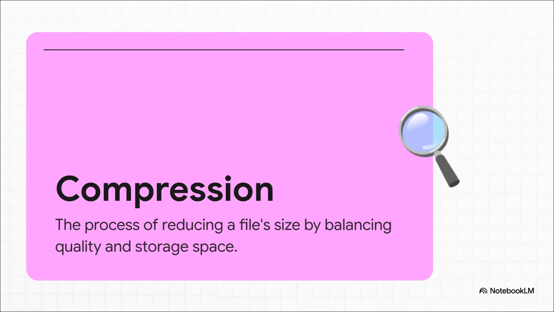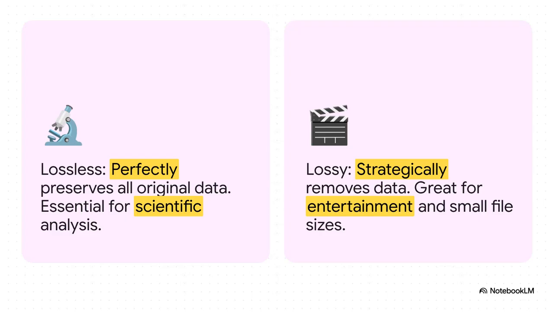But it's always a trade-off. And the key question you have to ask is, are you using this data for super precise scientific analysis, where every single number has to be perfect, or is it for entertainment, where good enough for the human eye is, well, good enough? This leads to 2 main flavors of compression.